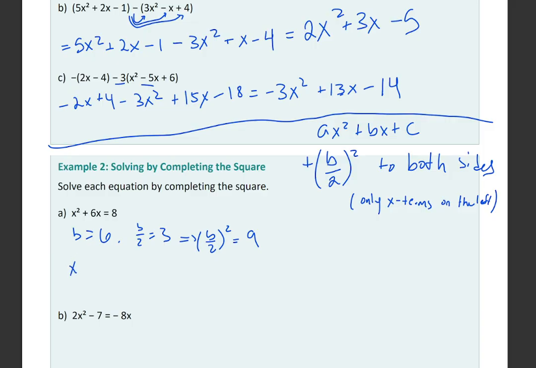So now I take x squared plus 6x plus 9 equals 8 plus 9. That's what was added on both sides. And now my left-hand side factors nicely. I get x plus 3 squared. It ends up being some term squared, and so you look at your factor and you actually end up getting x plus b over 2 quantity squared. And this is what equals 17.